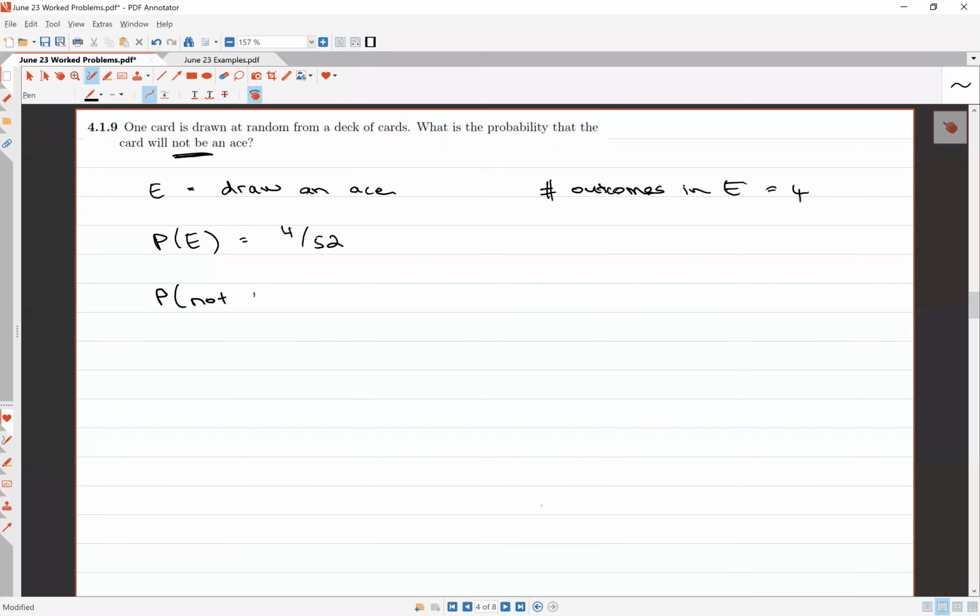So what we want now, though, is the probability of the card not being an ace. So the opposite of drawing an ace, not drawing an ace. And this will be 1 minus the probability of E. So 1 minus 4 over 52, which is 48 over 52. And again, you're welcome to go and express that as a decimal if you want.